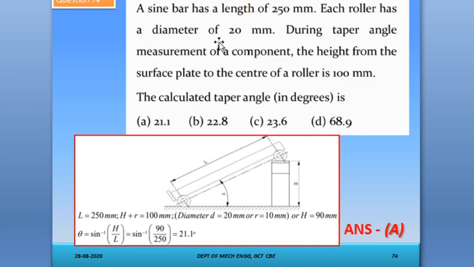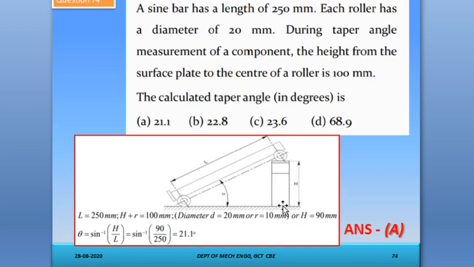Each roller has a diameter of 20 millimeter. During taper angle measurement of a component, the height from the surface plate to the center of the roller is 100 millimeter. This height is given as 100 millimeter.